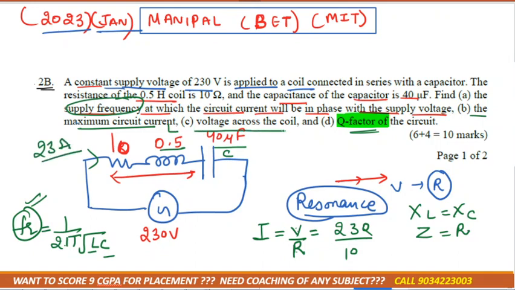Next they ask you the Q factor. Q factor is 1 by R root L by C. We have R also, L also, C also.